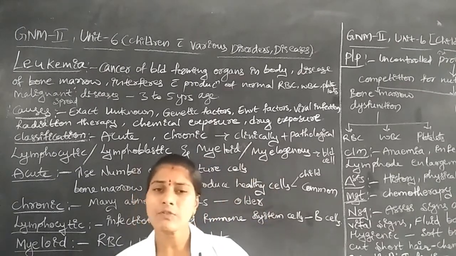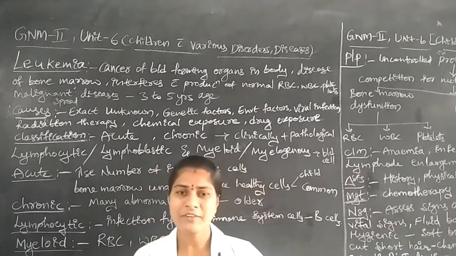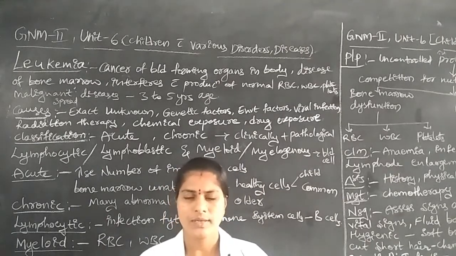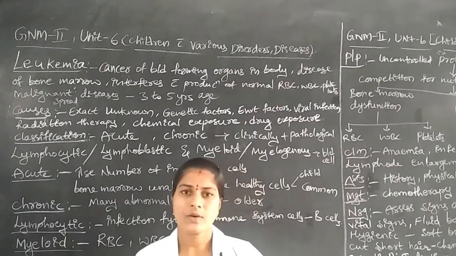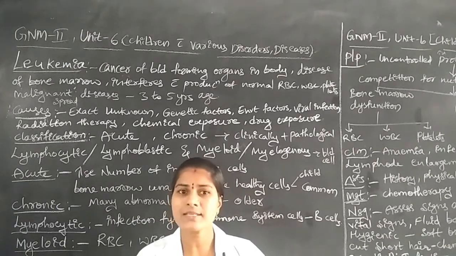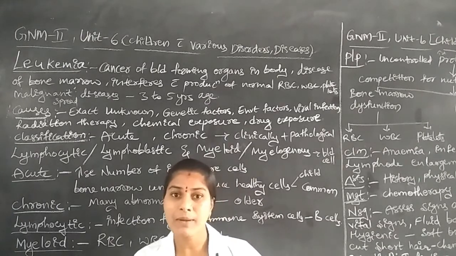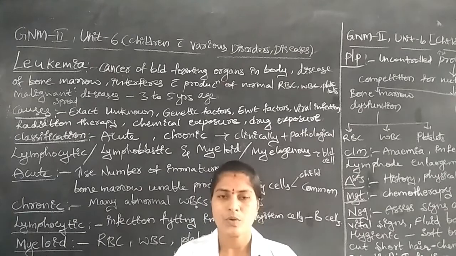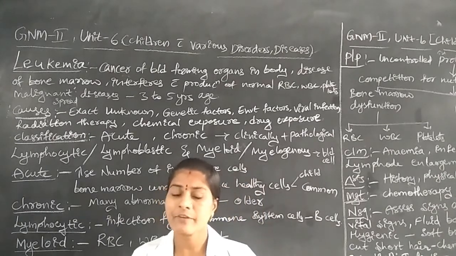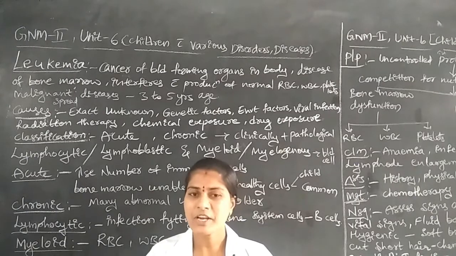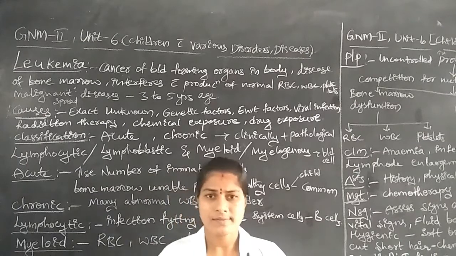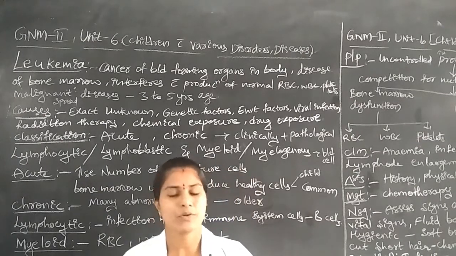Where is blood formed? Blood is especially formed in the bone marrow. The human body has bones, and in those bones there is bone marrow. In the bone marrow there are cells, the stem cells. From the stem cells, RBC, WBC, and platelet production happens normally. This is the normal blood forming process.